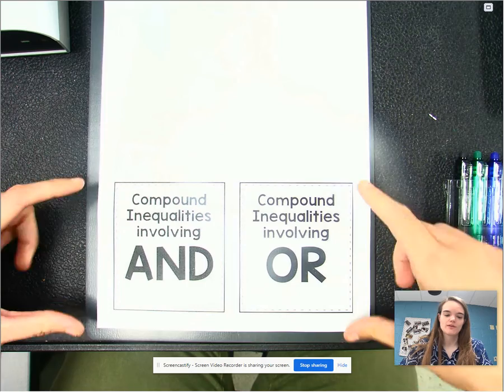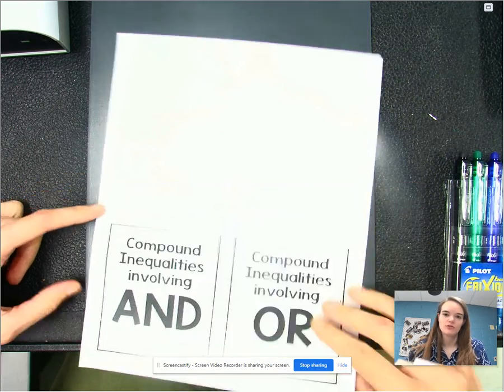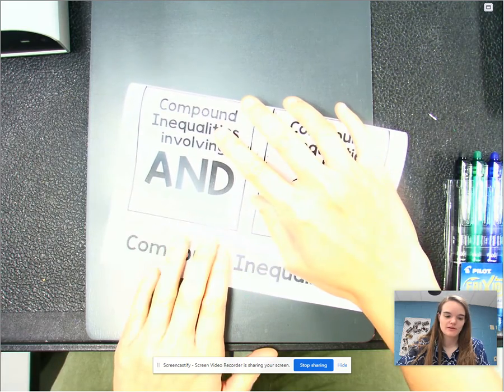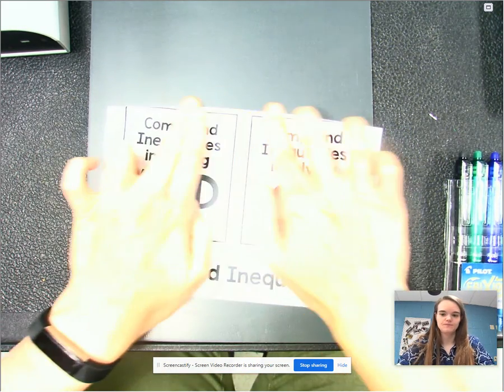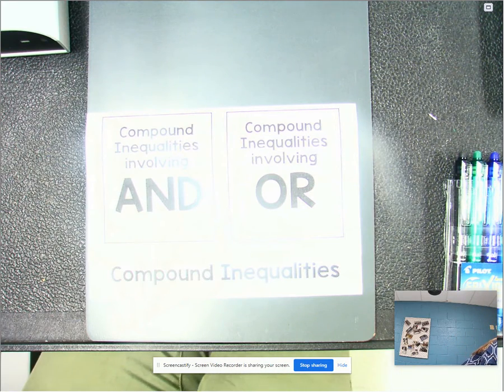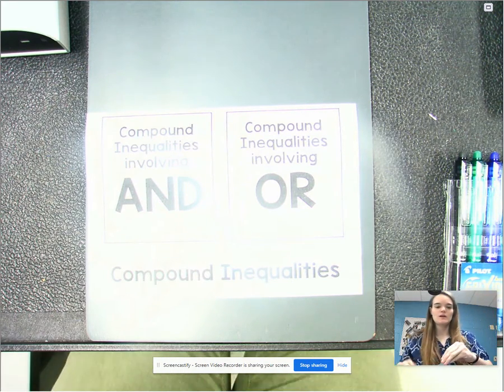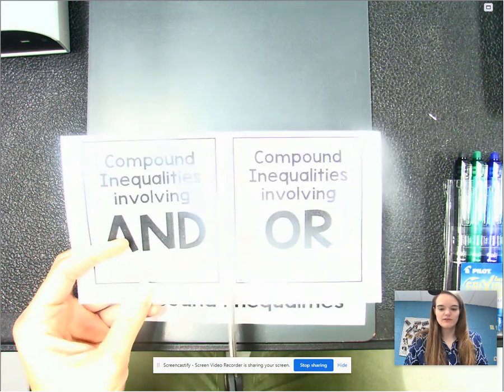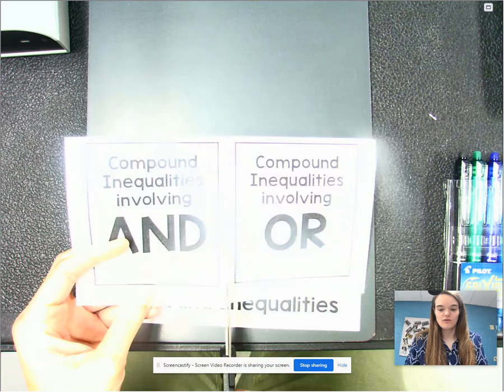Okay, so you have this foldable, or you're writing it down because you don't have a printer. That's fine. Take it and fold it so that the words compound inequalities are at the bottom here. Grab a pair of scissors. I'm going to cut straight up. So compound inequalities, we have some that involve and some that involve or.